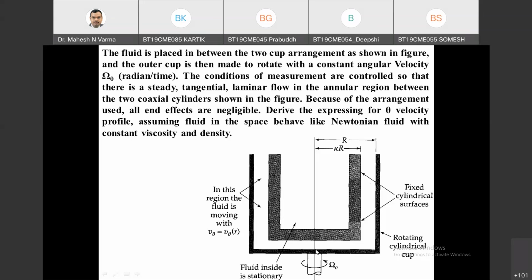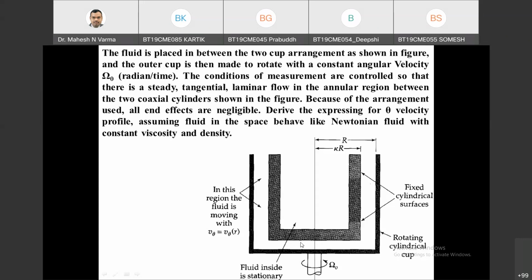So as I am moving here, the velocity will be 0, and here it will be some linear velocity. So certainly it is a function of Z, but end effects are neglected. So I am not looking to derive the equation for V theta for this region. For this region, it will be more complicated actually. So I am just concentrating on this region. I can neglect this region, saying that end effects are neglected.